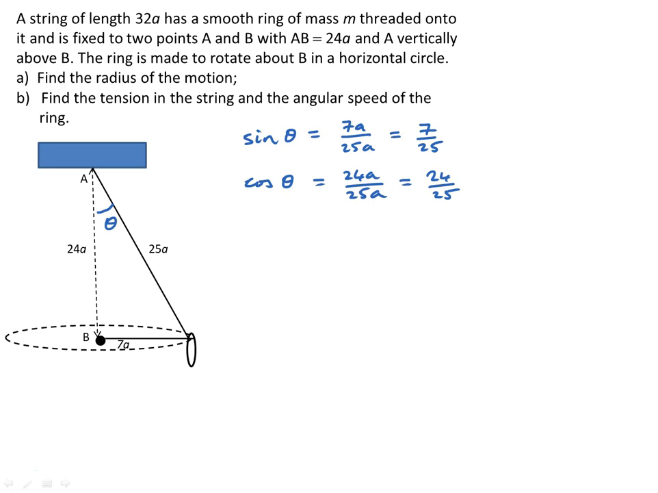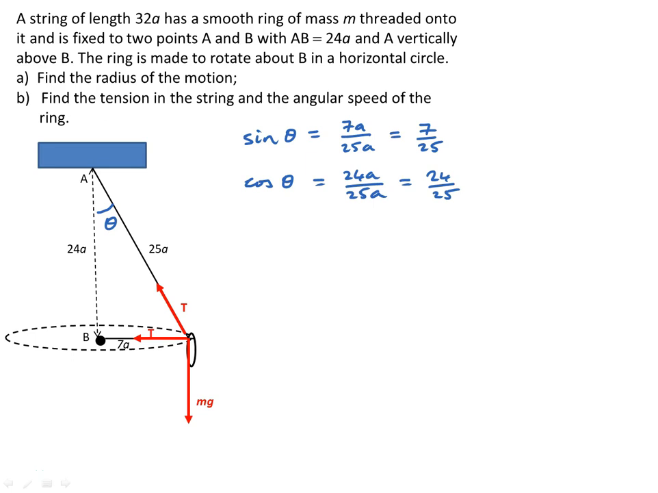We can add the forces and the accelerations acting on the ring onto the diagram now. So we've got the weight of the ring, mg, acting vertically downwards. We've got the tension in the string linking the ring to A, acting up the string. We've got tension T there. And we've also got the tension in the string linking the ring to B.